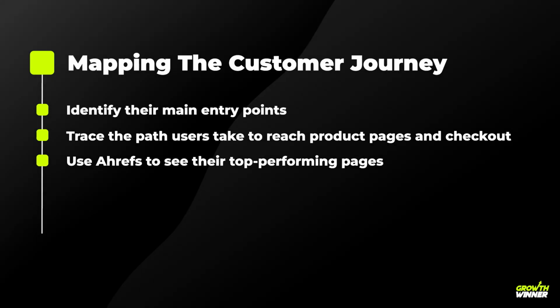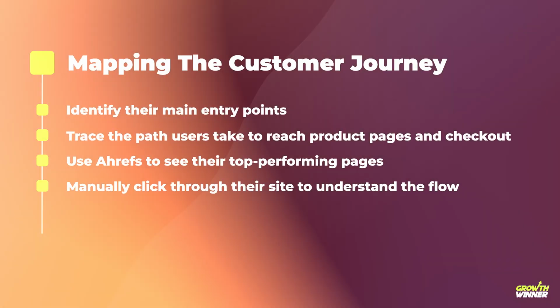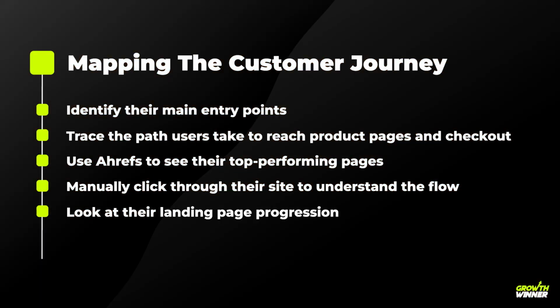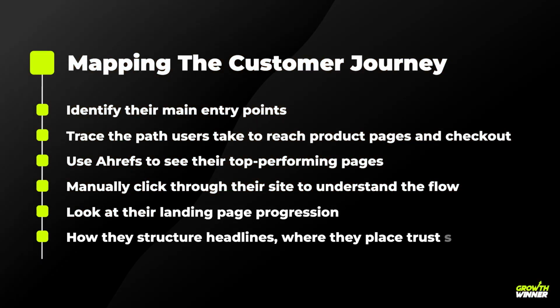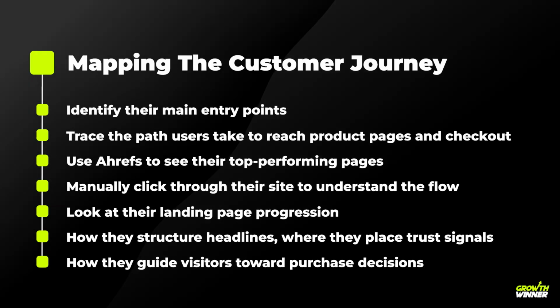Use Ahrefs to see their top performing pages, then manually click through their site to understand the flow. Pay attention to where they place email opt-ins, what products they cross-sell, and how they handle cart abandonment. And then look at their landing page progression, how they structure headlines, where they place trust signals, and how they guide visitors toward purchase decisions. The most successful e-commerce sites use psychological trigger implementation that you can identify and adapt.